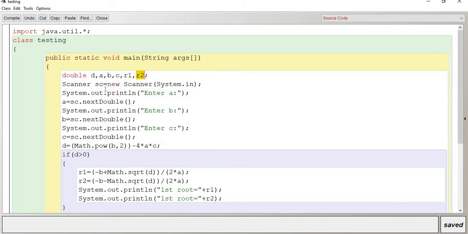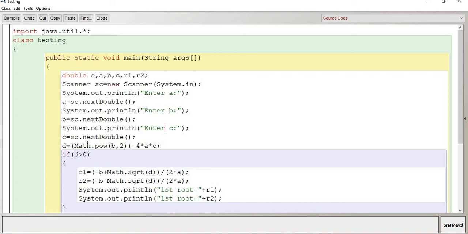Clear? Scanner sc is equal to new Scanner(System.in). So for user input we use Scanner. System.out.println enter a, that is the first real number, then enter b, second real number, then enter c, third real number. We are using double, so this is the conversion. This is a wrapper class, as we know.